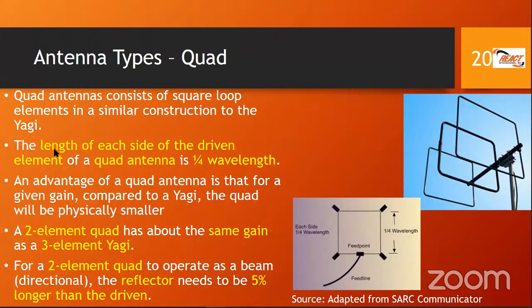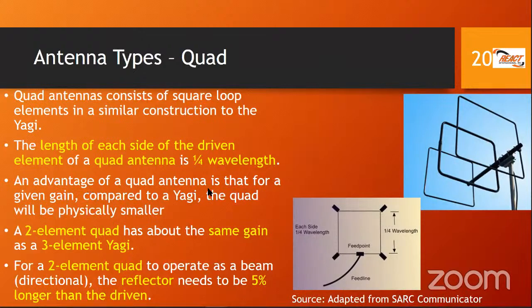Square loop. We need to know for the exam that the length of each side of the driven element, that's where the feed line goes to, is exactly a quarter wavelength of the frequency of operation. So this diagram shows us here that the length of a side is a quarter wavelength. It says it, each side a quarter wavelength. And we have our feed line that comes to feed our driven element and it's a quarter wavelength each side.